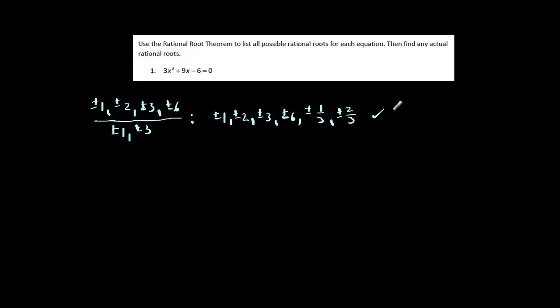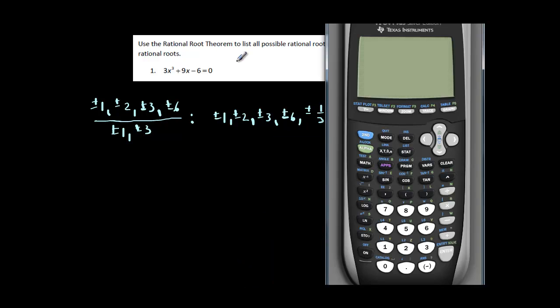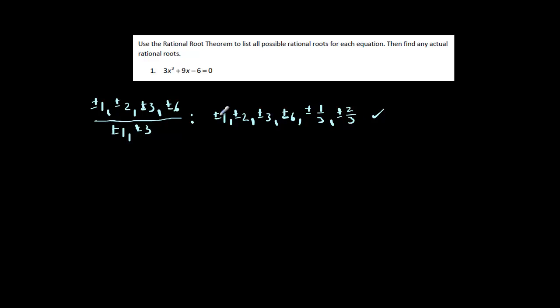They want you now to find any actual rational roots to that. So let's graph it first. So it looks like there's one root here. So let's find out what that root is. So left bound, right bound, and then enter. So the 0 is roughly 0.596. None of these values here are 0.596, which means that 0.596 is irrational. So there's no rational roots for this problem.